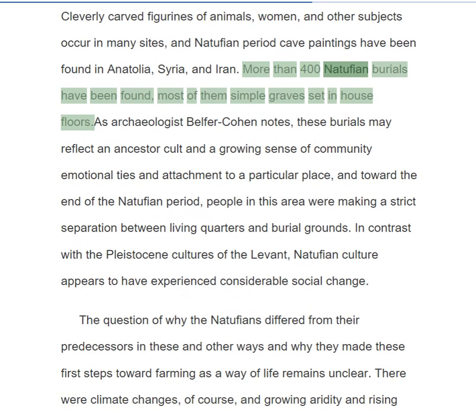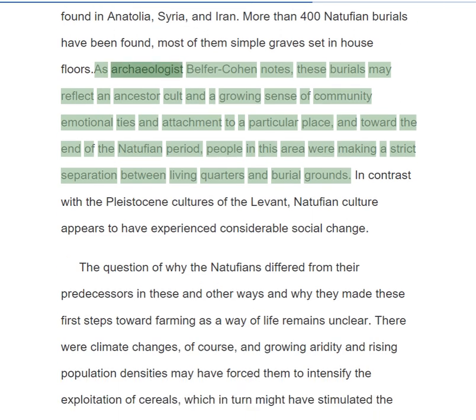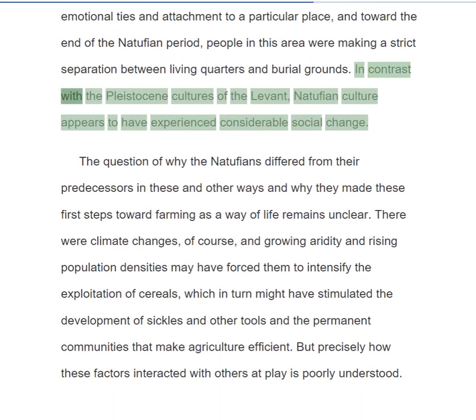More than 400 Natufian burials have been found, most of them simple graves set in house floors. As archaeologist Belfer Cohen notes, these burials may reflect an ancestor cult and a growing sense of community emotional ties and attachment to a particular place, and toward the end of the Natufian period, people in this area were making a strict separation between living quarters and burial grounds. In contrast with the Pleistocene cultures of the Levant, Natufian culture appears to have experienced considerable social change.